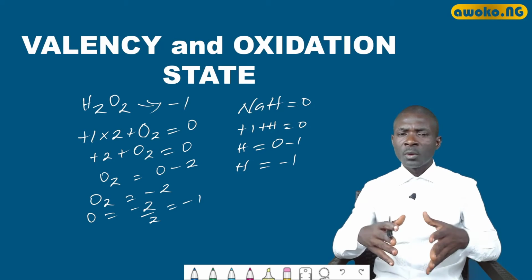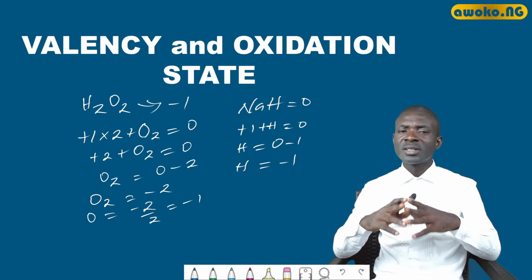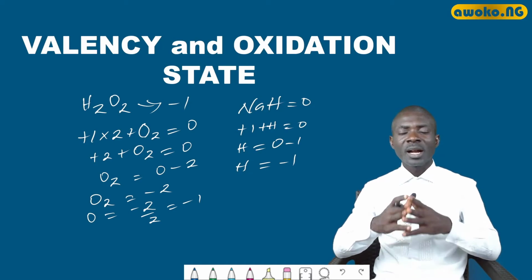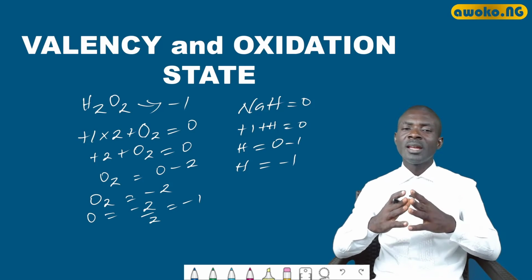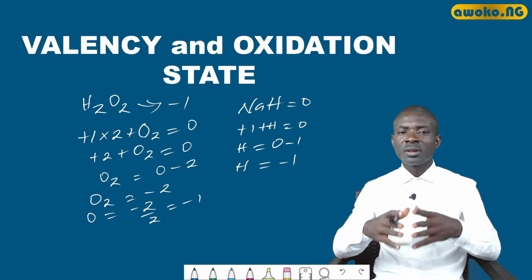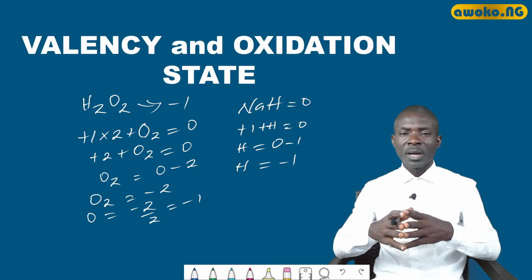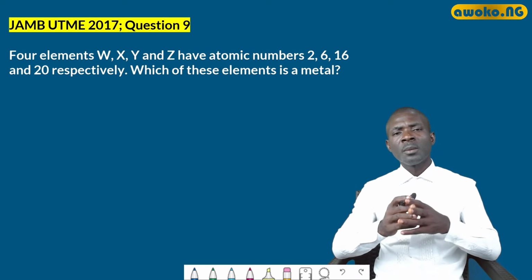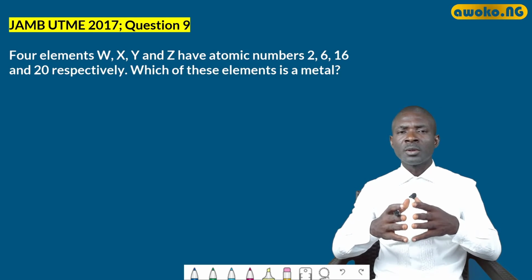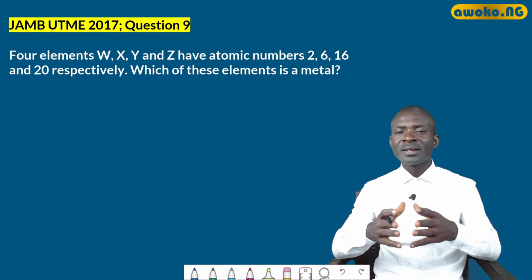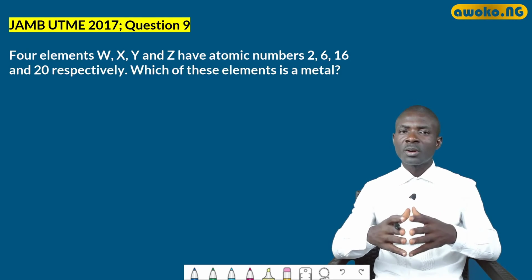Having said that, we can use this to calculate the oxidation state of an element in any compound. We can also use this to give the IUPAC names of every compound using oxidation state or oxidation number. Having talked about that, let's go to some questions on how we can know the valency of an element or how we can identify an element based on its valency.